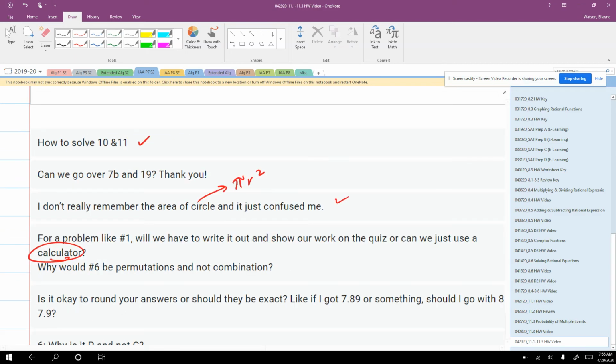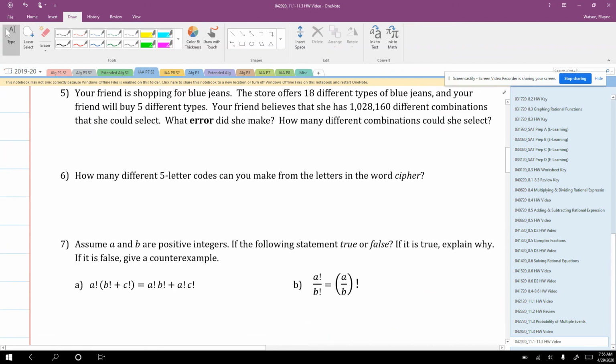Let me look at number 6. How many different 5-letter codes can you make from the letters in the word cipher? The reason why this is permutations is that order matters because it's how many different 5-letter codes.